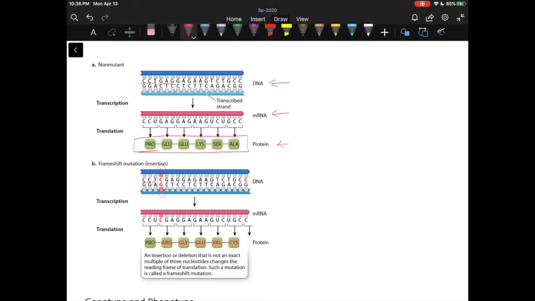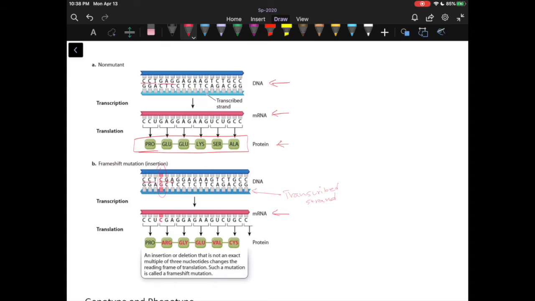But since we're inserting that, this one is going to read CCT, and then we're going to have that extra one, and then it's going to go CGA, right? And so for our mutant strain, this is going to be our transcribed strand, also known as a template strand. So our mRNA is going to transcribe that, and we're going to end up getting this for our mRNA.